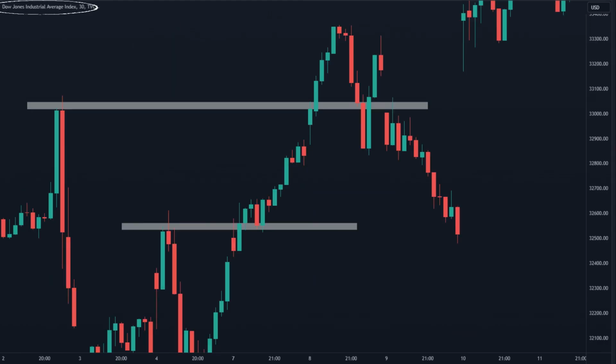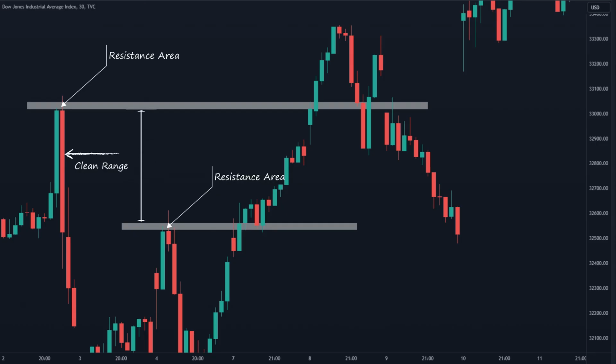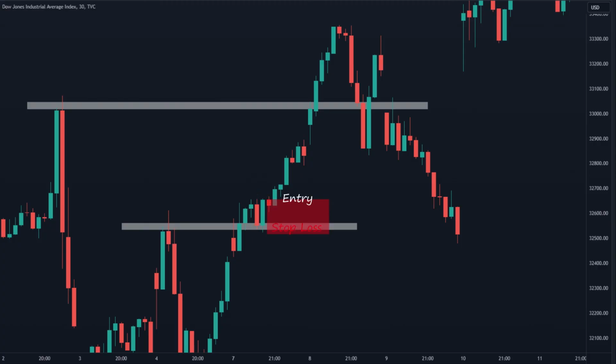Another example of the Dow Jones 30-minute time frame. We draw the resistance areas, and this big candle gives us a clean range to trade. Finally, this engulfing candle gives us a nice confirmation for a long position with a stop loss below its wick and take profit at the next resistance area.